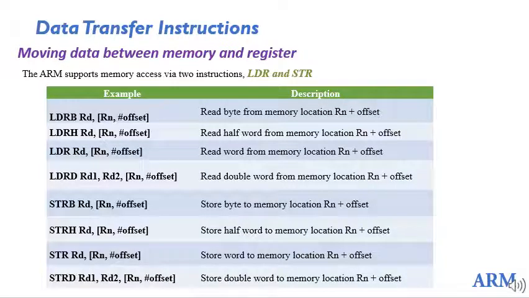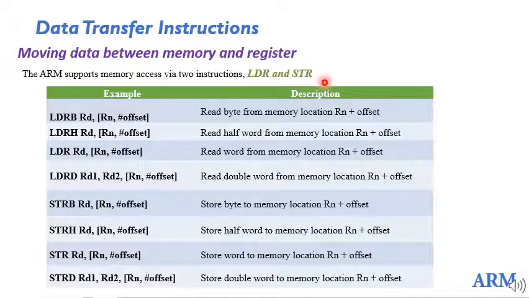Welcome everyone. In the previous video, we have already come across data transfer instructions. Data transfer instructions are of four types: moving data between register and register, moving an immediate data value into a register, moving data between special register and register, and moving data between memory and register. In the last section, moving data between memory and register, the two instructions that support this transfer are LDR and STR.